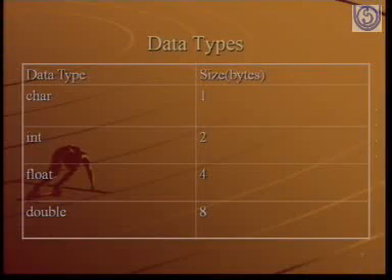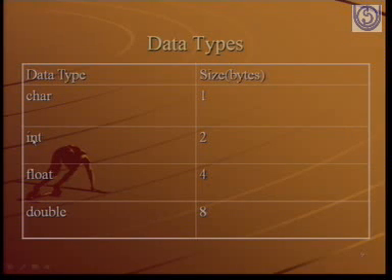Now let me talk about some data types available in C. These are the basic data types. There are some other data types also, but we will discuss the very basic data types which we will use in our programming in coming sessions. Character: the size of this data type is 1 byte. 1 byte equals 8 bits, so it can store a maximum of 8 bits.